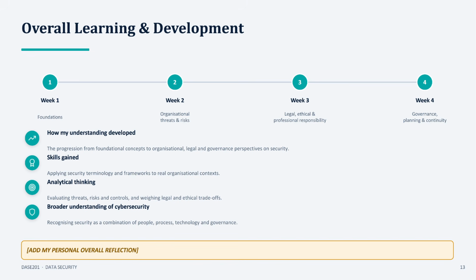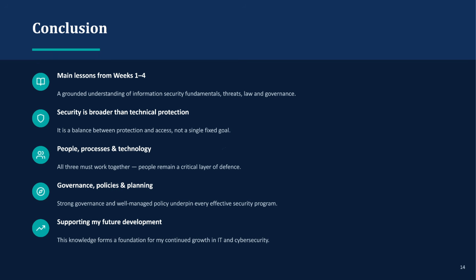I was surprised by how much security depends on people, policies, and good planning. The biggest lesson I will take into the rest of my IT degree is that good security requires people, processes, and technology to work together. To conclude, the main lesson I learned from week 1 to 4 is that information security is much more than just using antivirus software, passwords, or firewalls. Security involves people, technology, processes, policies, and management.